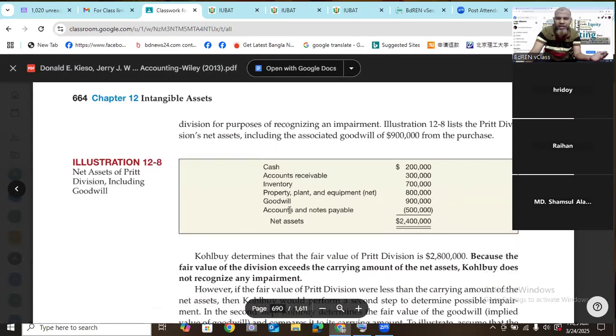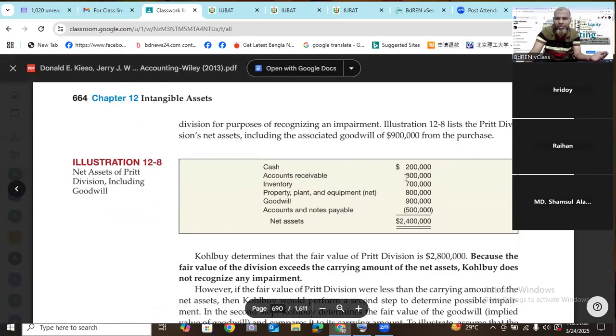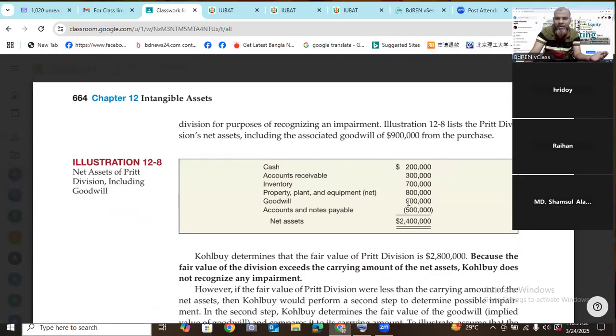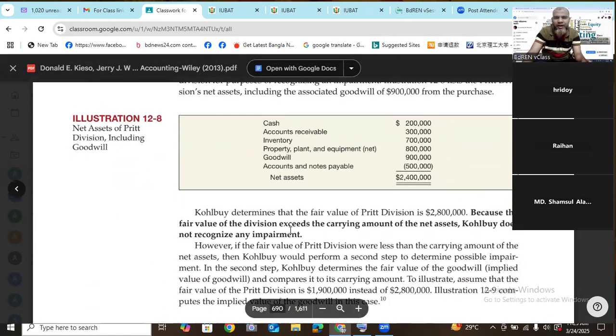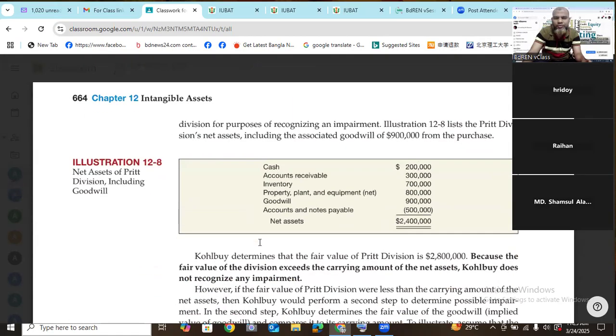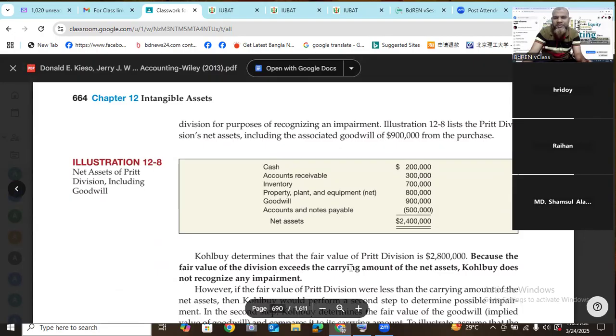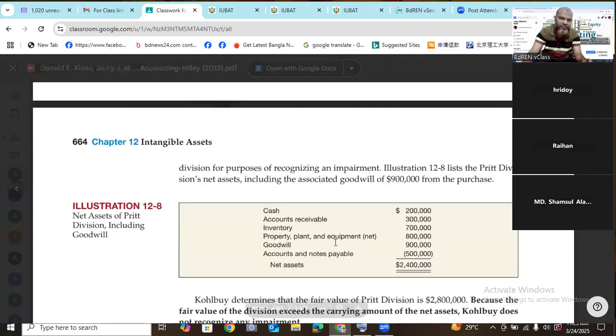In this illustration: cash 2 lakh, accounts receivable 3 lakh, inventory, goodwill 9 lakh. Accounts and notes payable are the liabilities. So net asset is 24 lakh. Because the fair value of the division exceeds the carrying amount of the net assets, we do not recognize any impairment.